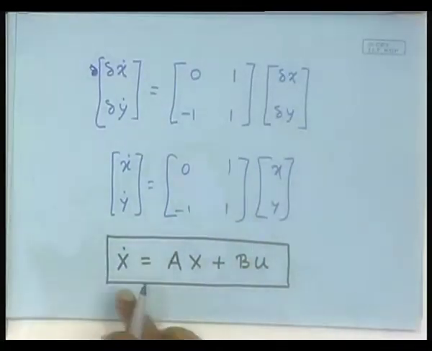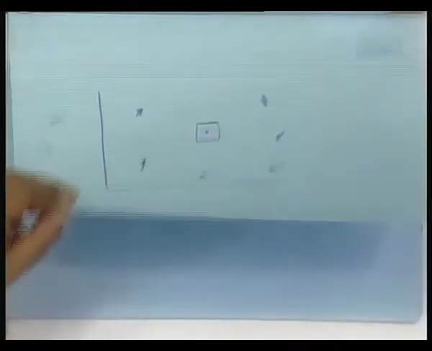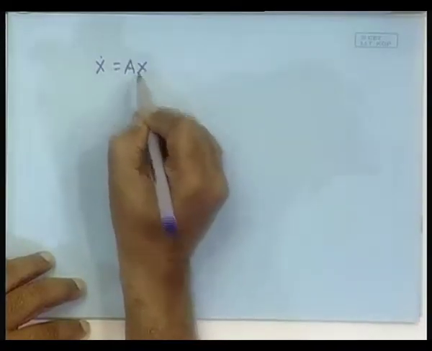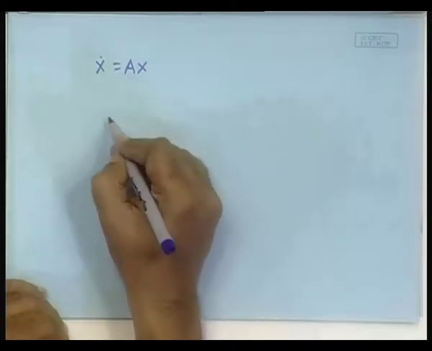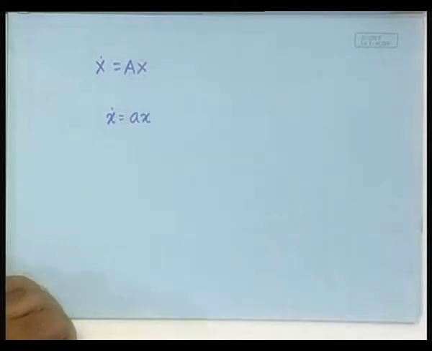Simple. x dot is equal to Ax. What can it do? Fine. So, we are progressing in a specific way. What can it do? Let us start from the one dimensional case. In a one dimensional case, x dot is equal to Ax will be written as x dot is equal to Ax, in one dimension.